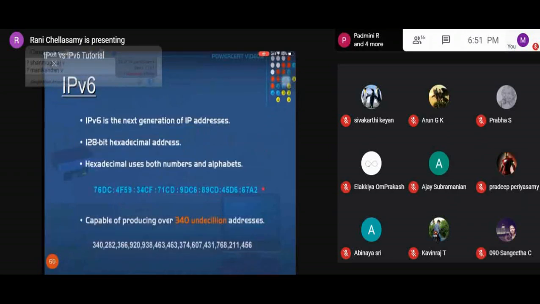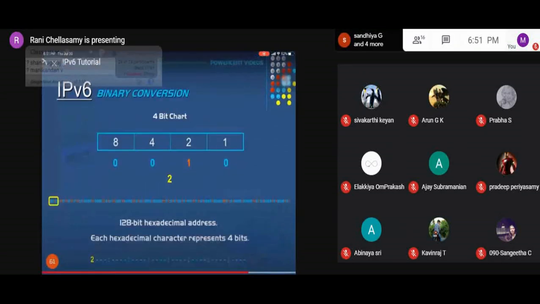The next version is IPv6, the next generation of IP addresses. It has a 128-bit hexadecimal address, whereas IPv4 has a 32-bit address. It uses both numbers and alphabets, and it is capable of producing over 340 undecillion addresses.